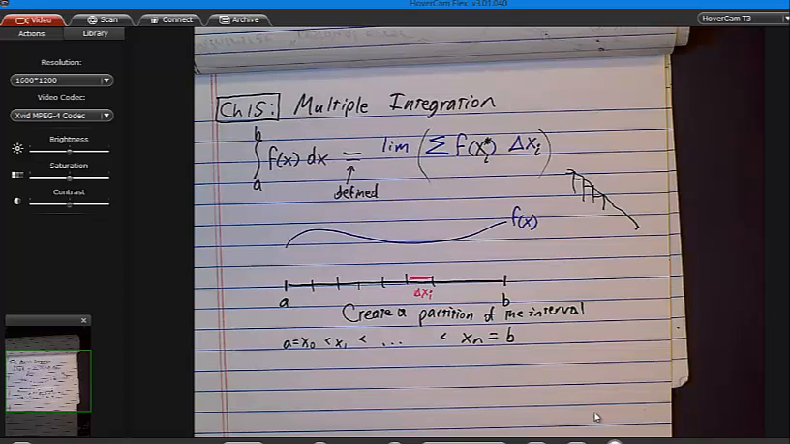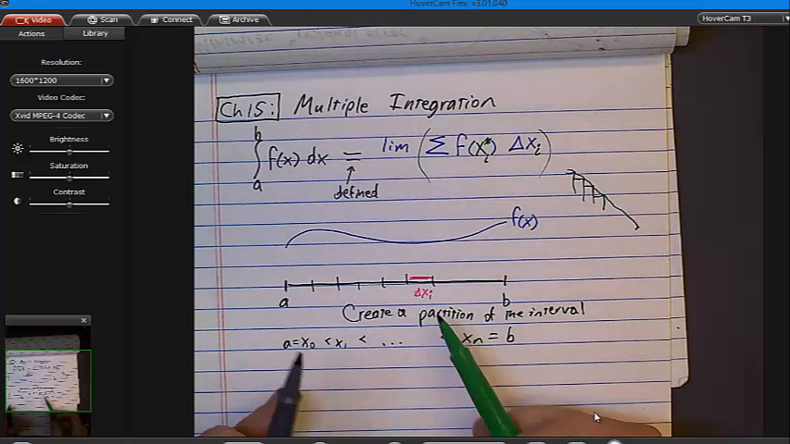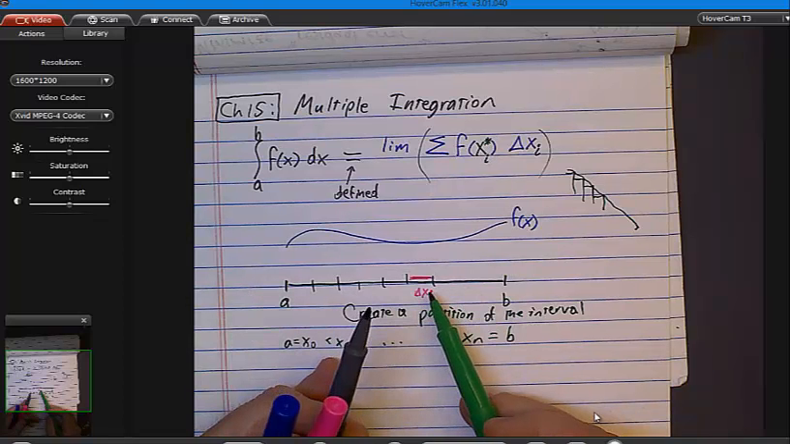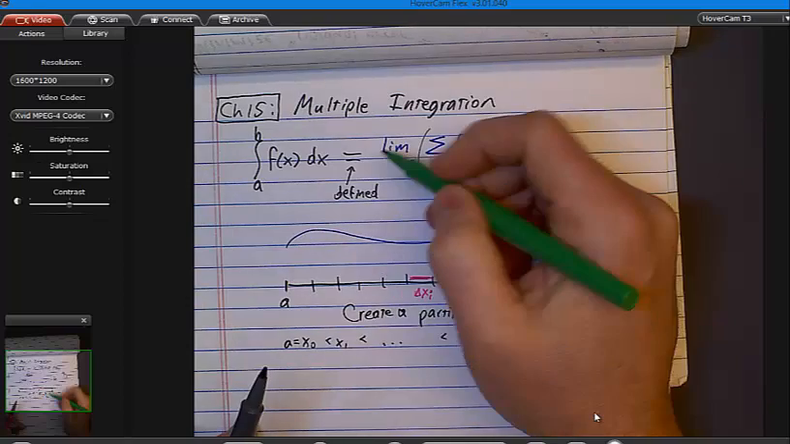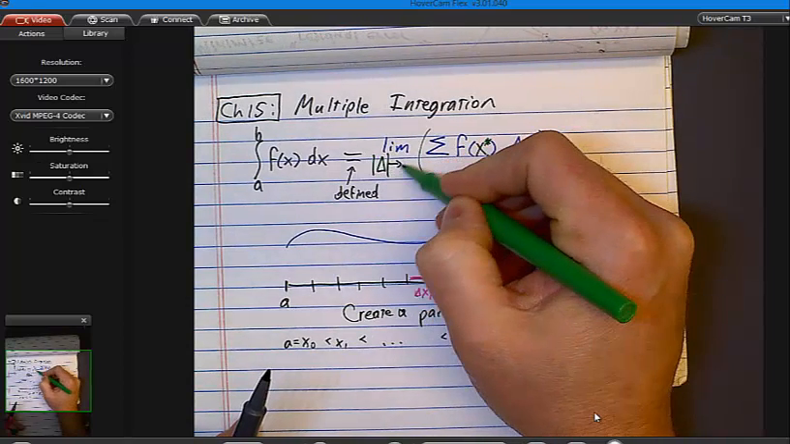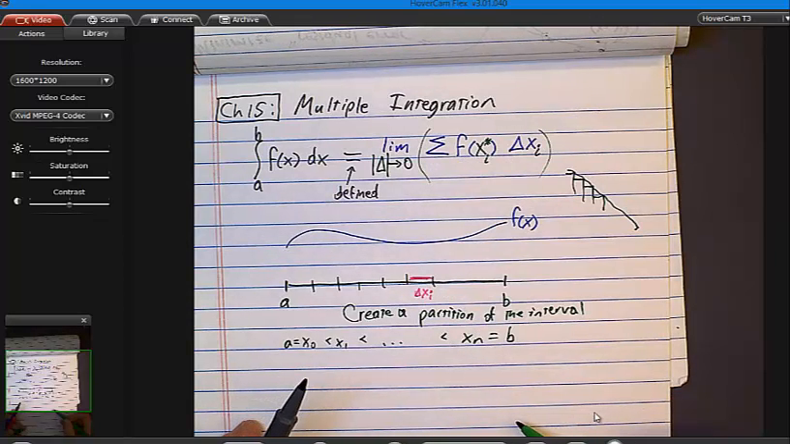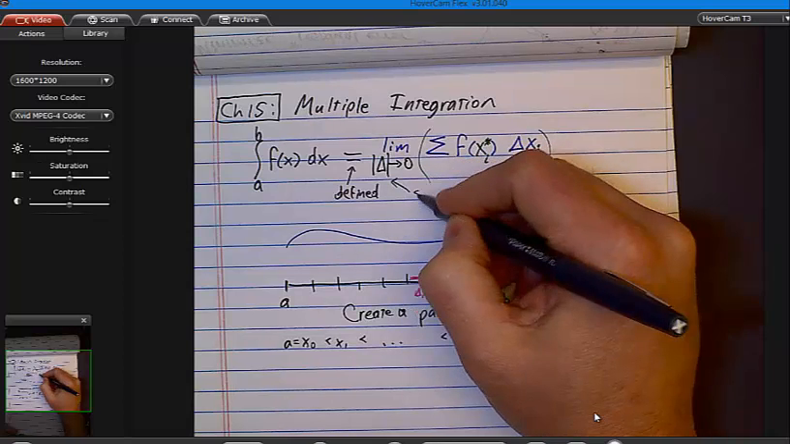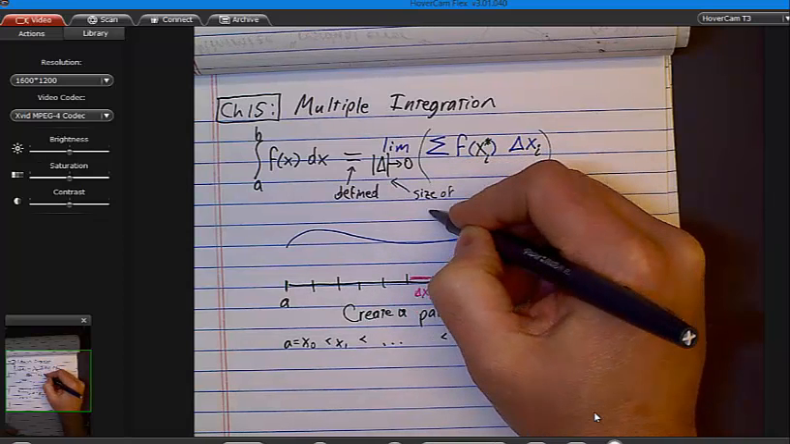Oh, the limit is what happens. There's two things that are said: either the number of subintervals goes to infinity or the size of the subintervals goes to 0. And we write the latter. The size of delta goes to 0, the size of the partition. And how do you define the size of the partition?